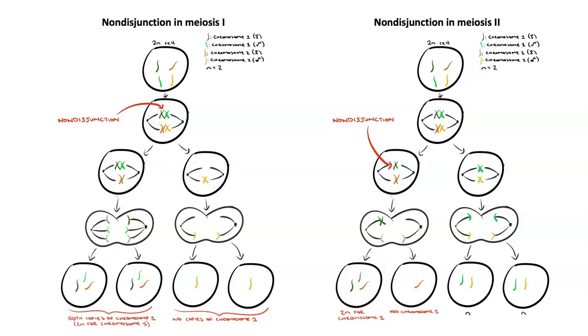Sometimes, non-disjunction will occur during mitosis, any time after the zygote has been formed. When this happens, the aneuploidy is usually restricted to a particular cell line, and the individual would be considered what we call a mosaic for having some cells with 46 chromosomes and some cells with more or less. This can be clinically significant or have no impact on the phenotype whatsoever.